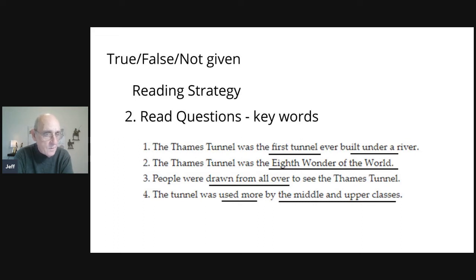And then in the last question, number 4, the tunnel was used more. Okay, here's a comparative. So middle and upper classes, we know that we're looking for information. Did the middle and upper classes use the tunnel more than somebody else? Okay, it's a comparison. So now I know the type of information that I'm looking for. And I've underlined some key words. I've looked at the questions, and now it's time to go to the passage.